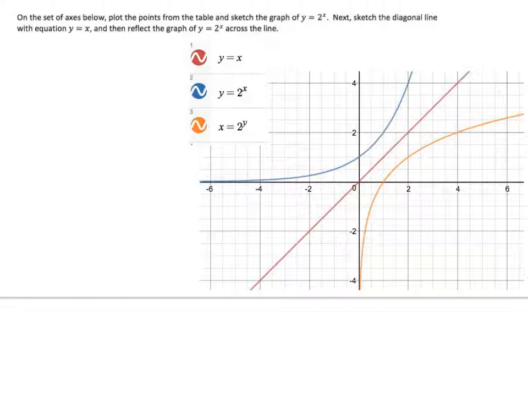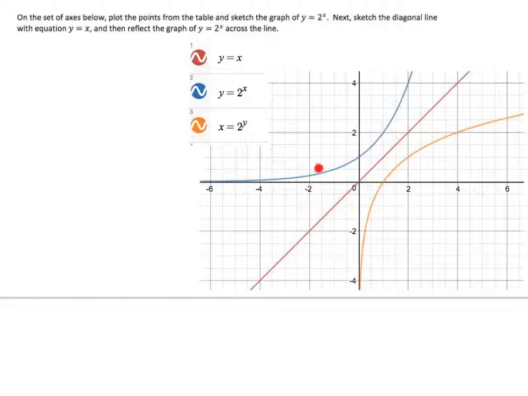So what we see here is the original y equals 2 raised to the x power. It's an exponential function. Here's the linear line, y equals x. So the blue line is reflected over y equals x, and it becomes the orangey yellow line. And this is the reflected line, which I can graph as x equals 2 to the y.